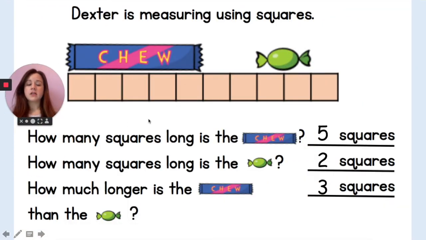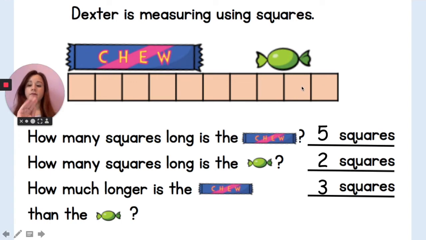Dexter is measuring using squares. How many squares long is the chew? 5 squares. Let's check it. 1, 2, 3, 4, 5. Well done. How many squares long is the sweet? So it says 2. We'll check it. 1, 2. Well done. How much longer is the chew than the sweet?